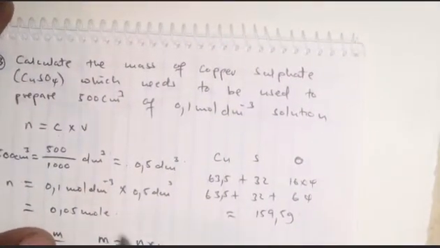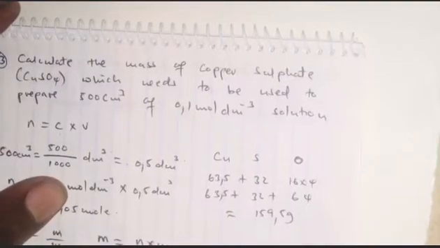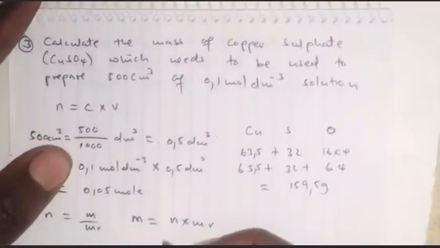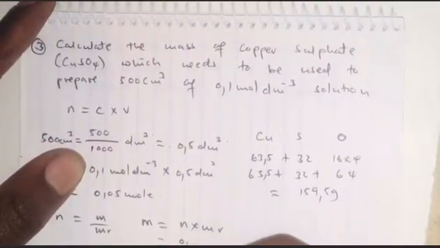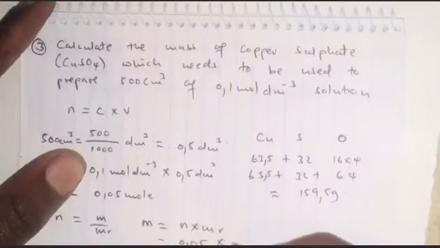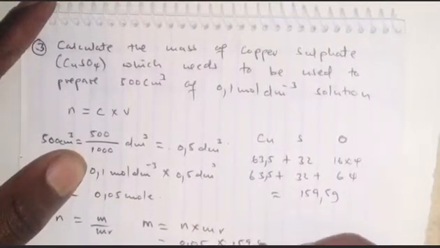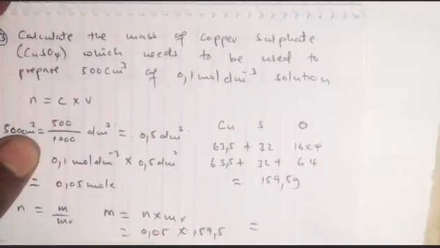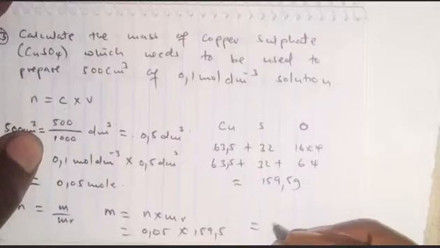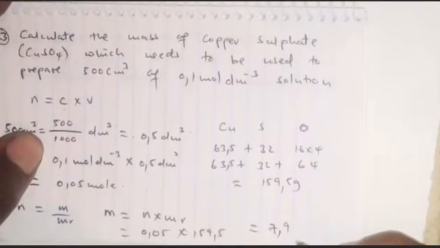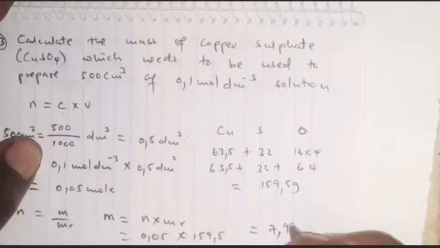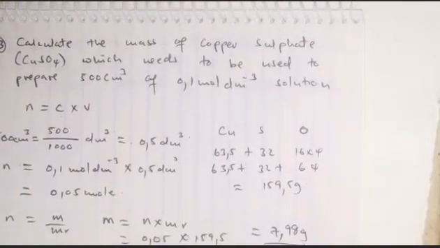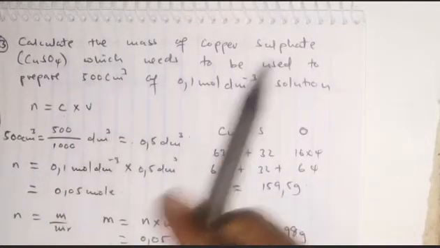So the mass of the copper sulfate is equals to the number of moles multiplied by the molecular mass, of which the number of moles is equals to 0.05, multiplied by 159.5. Then if I punch it on the calculator, I'm going to get 7.98 grams. That's it for number 3, and that's it for the mass of copper sulfate.